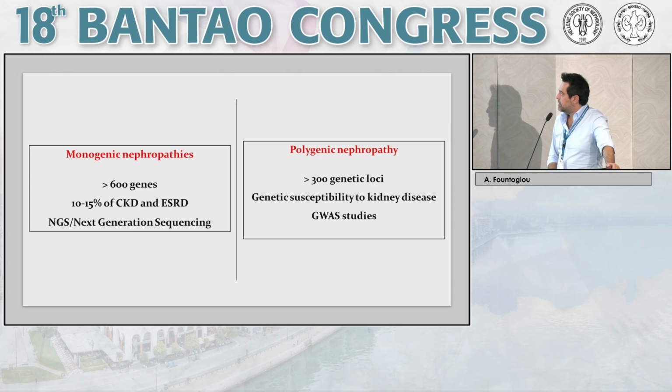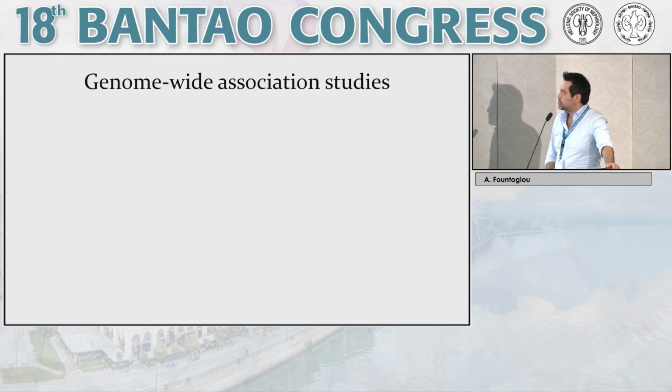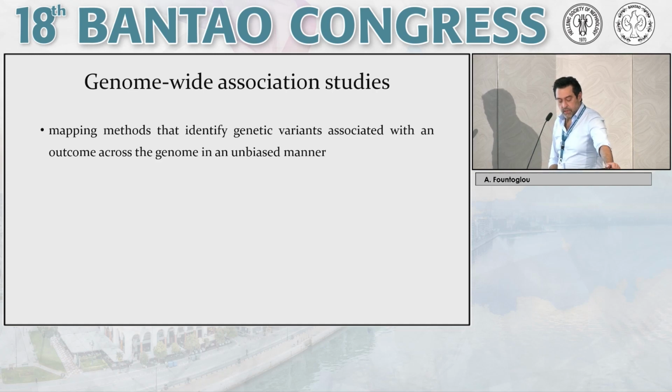Instead, up to 300 genetic loci are associated with polygenic nephropathy and the genetic susceptibility to kidney disease, and GWAS studies, genome-wide association studies, are the main research tool in order to identify these genetic loci. And what are these genome-wide association studies? They are mapping methods that identify genetic variants associated with an outcome across the genome in an unbiased manner. They do not focus on specific genes but screen the entire genome.